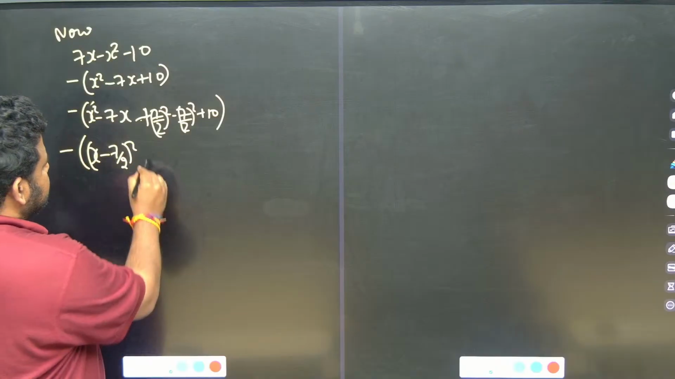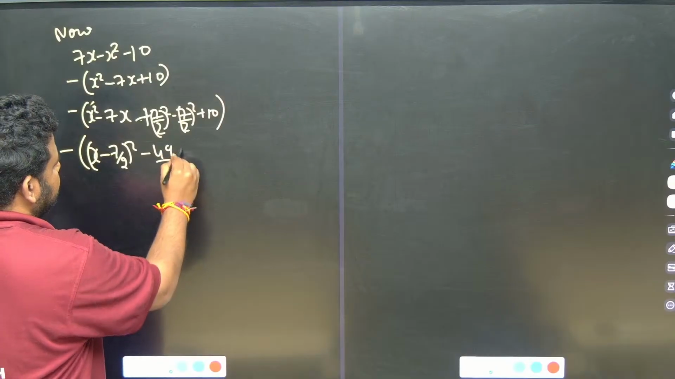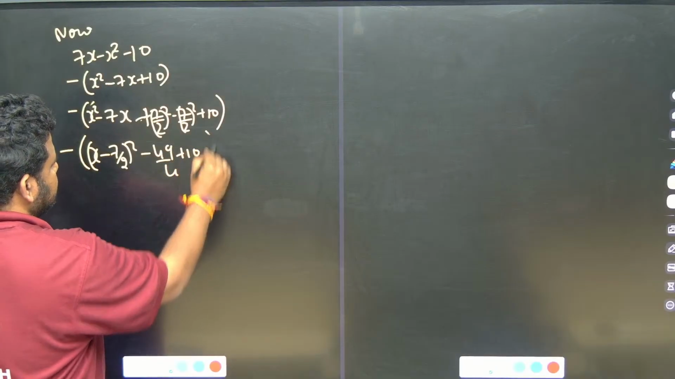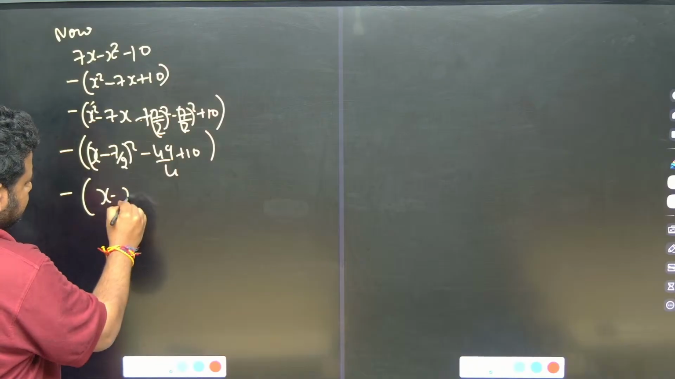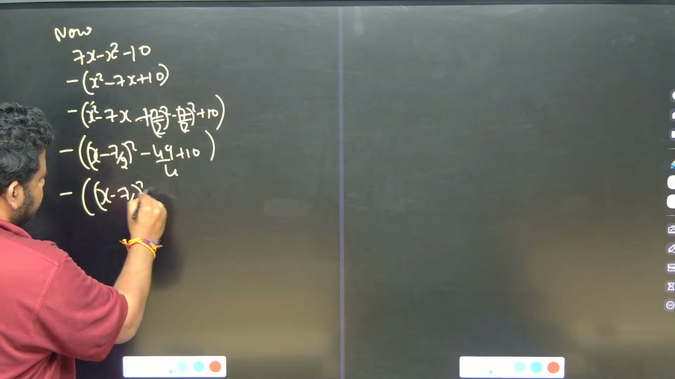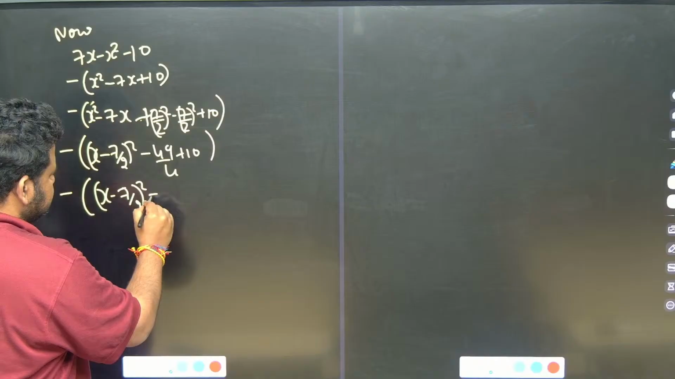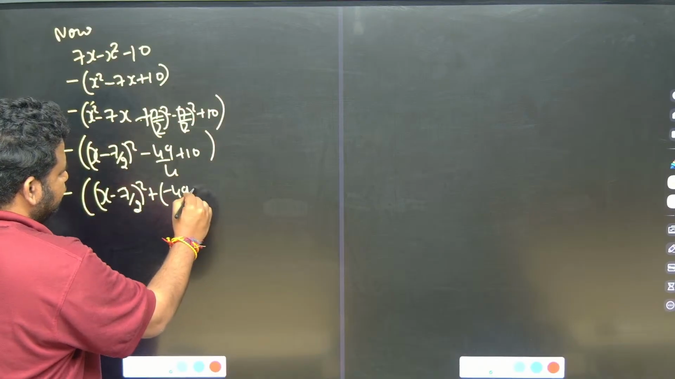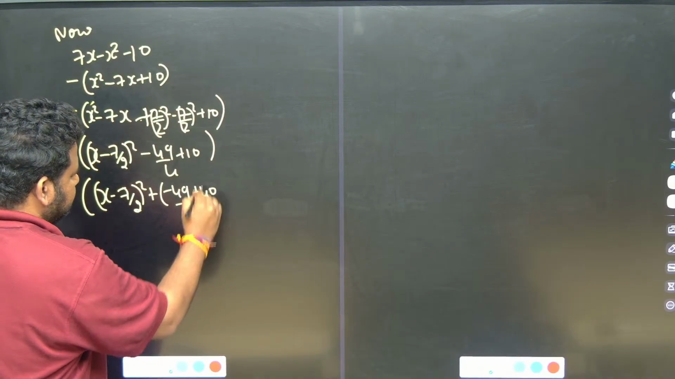So this will be what? 7 square is 49, 2 square is 4, plus 10. Correct? So this will be what? Minus of (x minus 7 by 2) whole square, minus... let this be plus, minus 49 plus 4 tens are 40, divided by 4. This is what I will have.